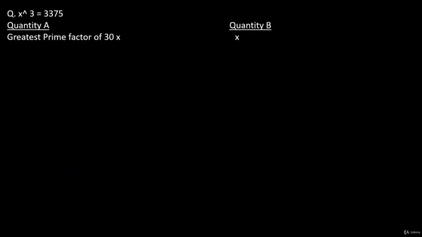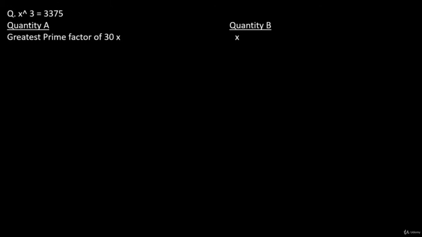Let's do this question. X cube is equal to 3375. Quantity A is the greatest prime factor of 30x and quantity B is x. Pause the video, give it a try, and then let's do it together. Alright, we are back. I hope you have given it a try.